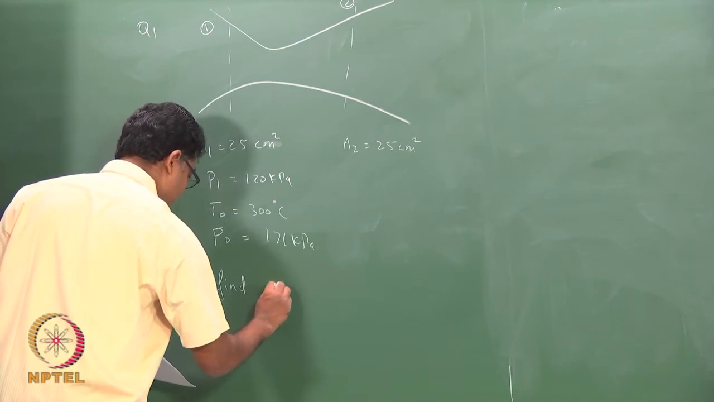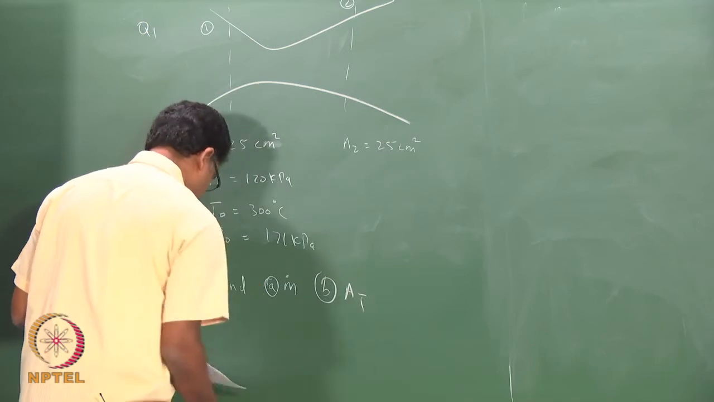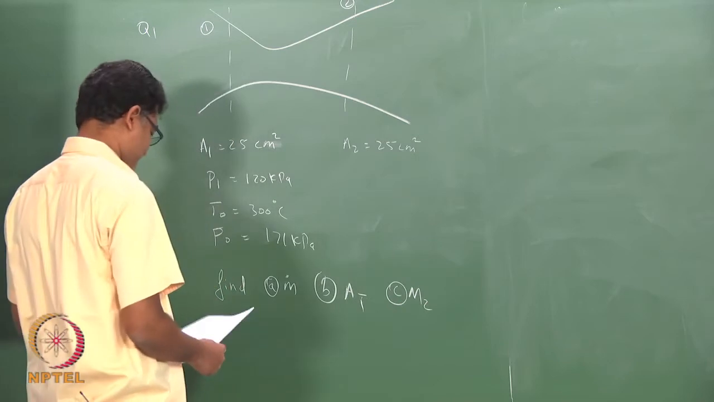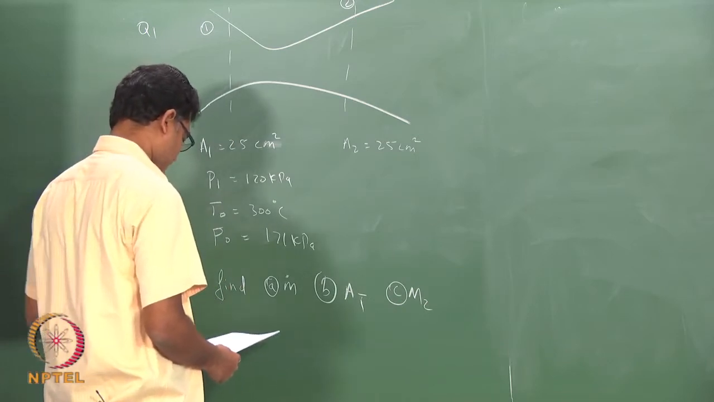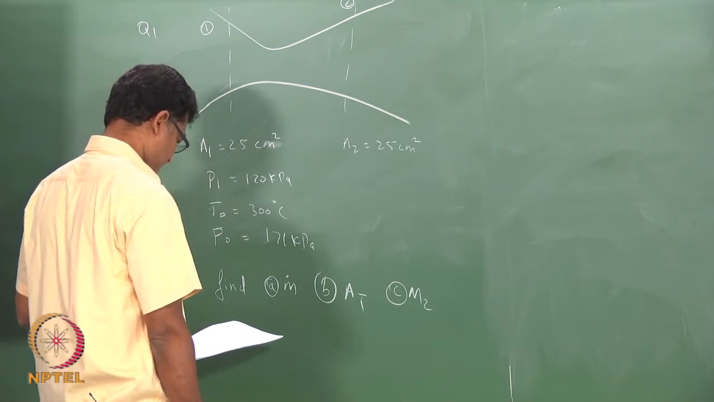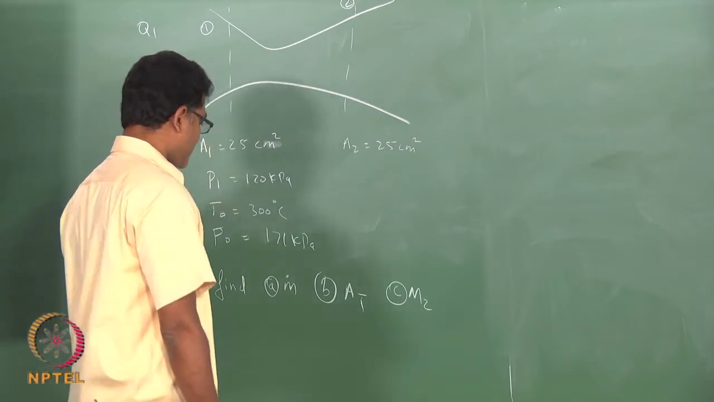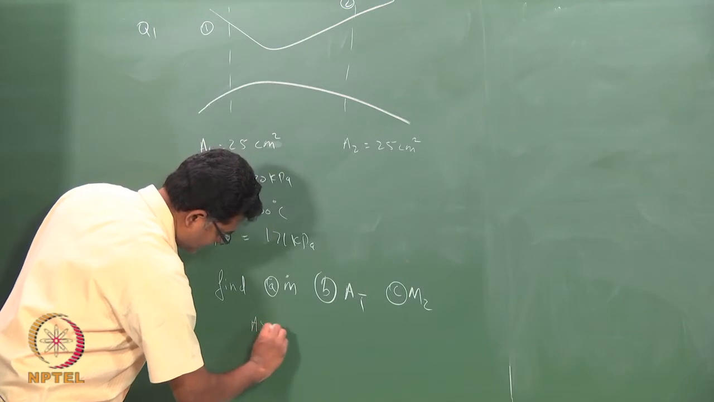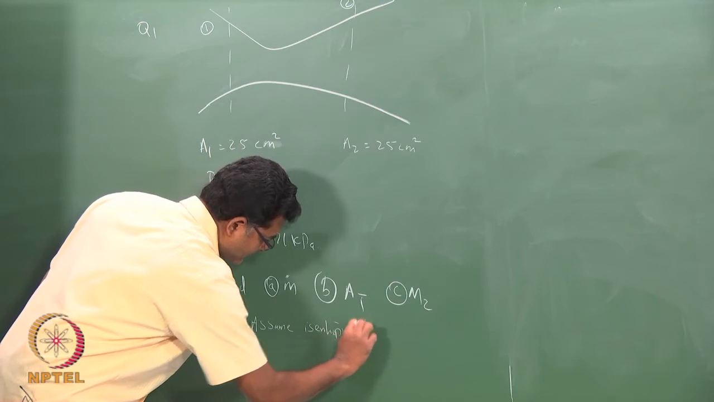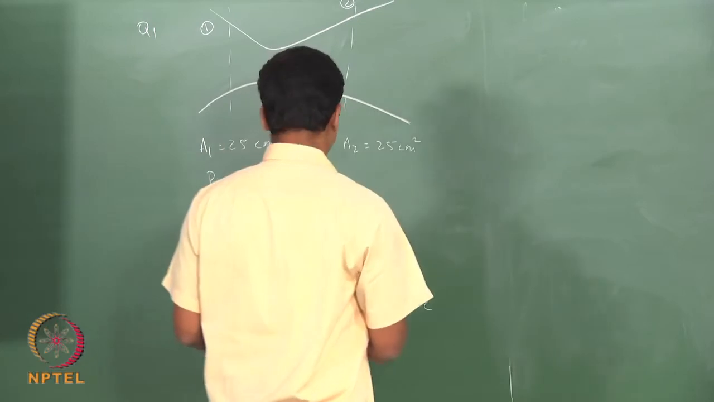Find m dot, area at the throat, and M2. Assume isentropic flow.